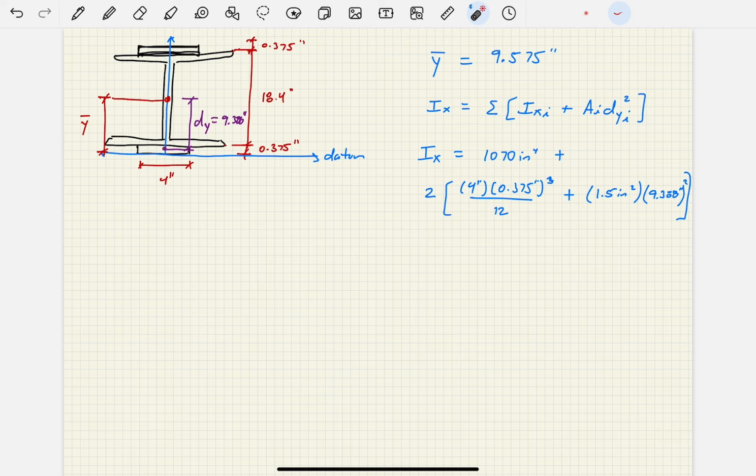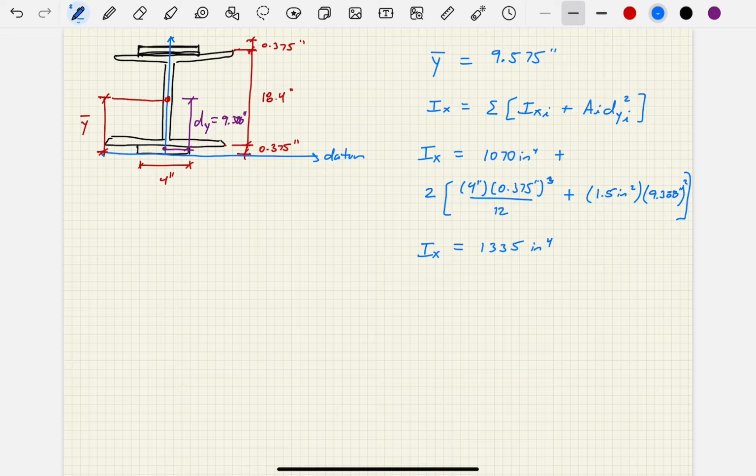So you're really saying 2 times, for each of these plates, BH cubed over 12 plus AD squared, okay? And so when you crank this all through in your calculator, and I encourage you to pause the video and do it yourself, you should get an I x equal to 1,335 inches to the fourth, okay?